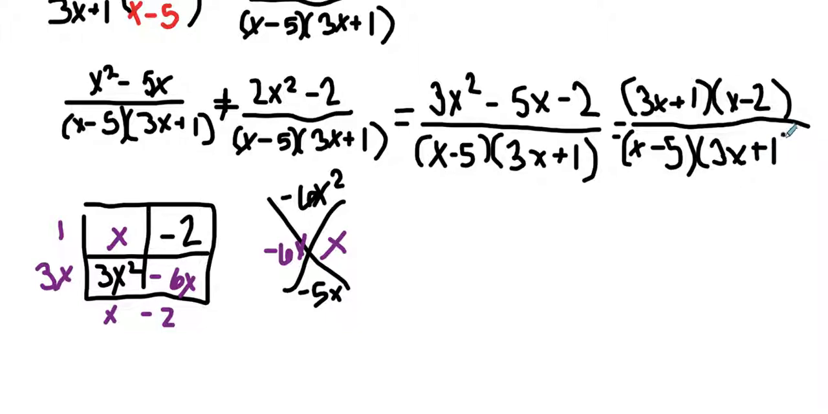So hopefully you remember from Monday, right? I have 3x plus 1 over 3x plus 1, which is equivalent to 1, which is just going to leave me with x minus 2 over x minus 5. Cannot simplify that any further. I cannot write these as products.